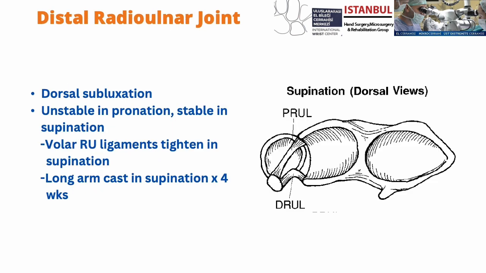Without global DRUJ instability, which is unstable in both dorsal and volar translation, it can be treated non-operatively. For example, in the case of dorsal subluxation of the ulnar head alone, the ulnar head is unstable in pronation but stable in supination due to the volar deep radioulnar ligament becoming tight. So it can be treated with a long arm cast in supination for 4 to 6 weeks.